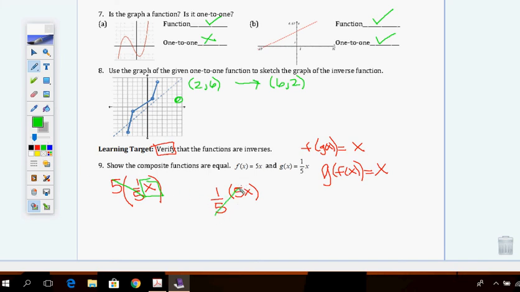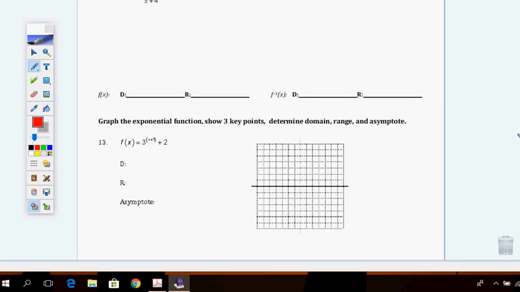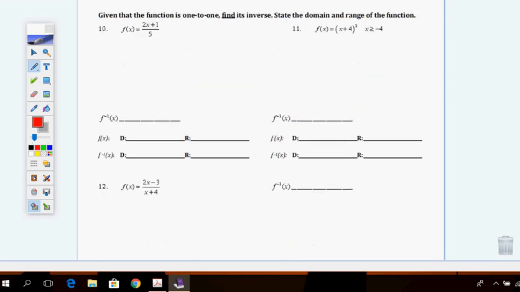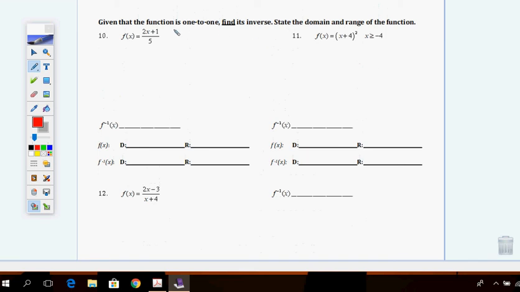Okay, so in order to find a function's inverse, you need to switch. Here, this is technically y. You need to now make this an x, and then you make an x the y, and then you solve for y. Okay, but I'm going to show you the harder one. I'm going to show you number 12.